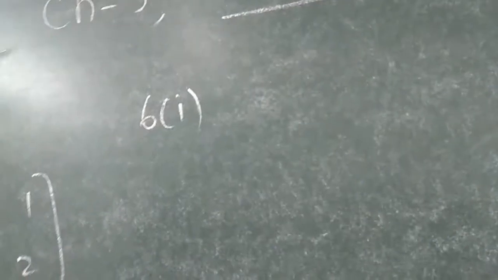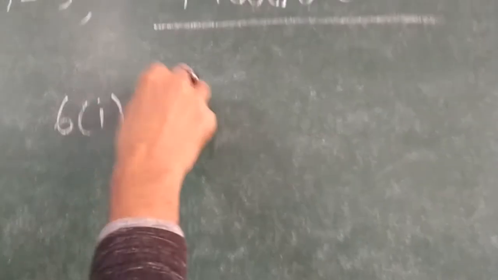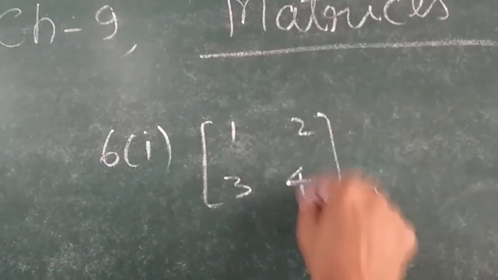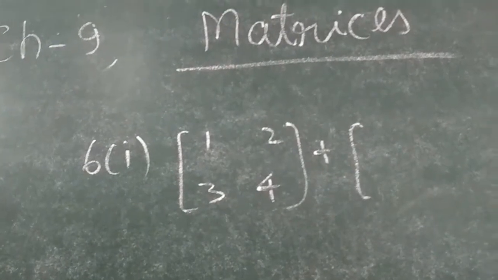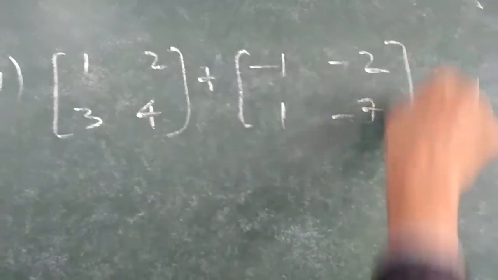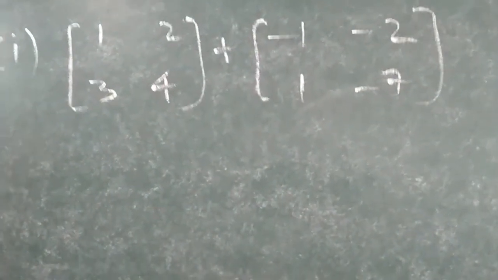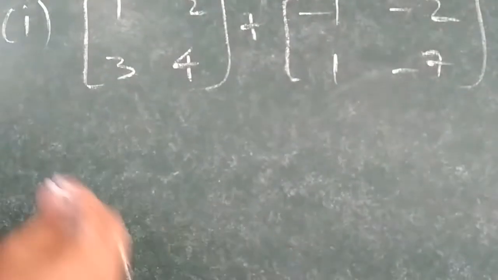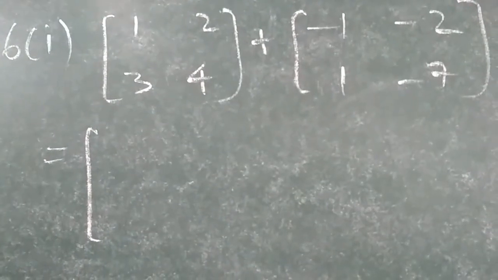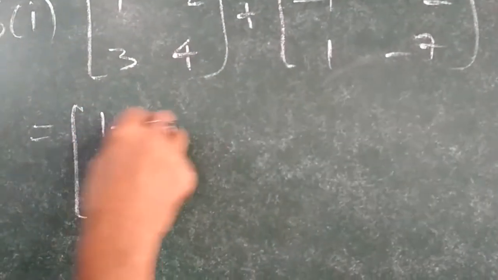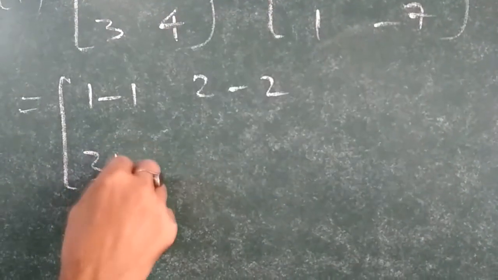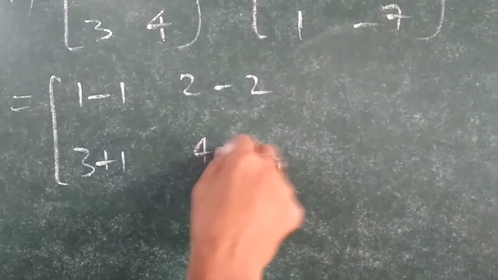First part, you are given 2 matrices, [1, 2; 3, 4] plus the other matrix [-1, -2; 1, -7]. So we have to add them and convert these 2 matrices to a single matrix. So how can we convert? You have to add the corresponding elements. This is the rule of addition. 1 minus 1, 2 minus 2, 3 plus 1, 4 minus 7, like this.